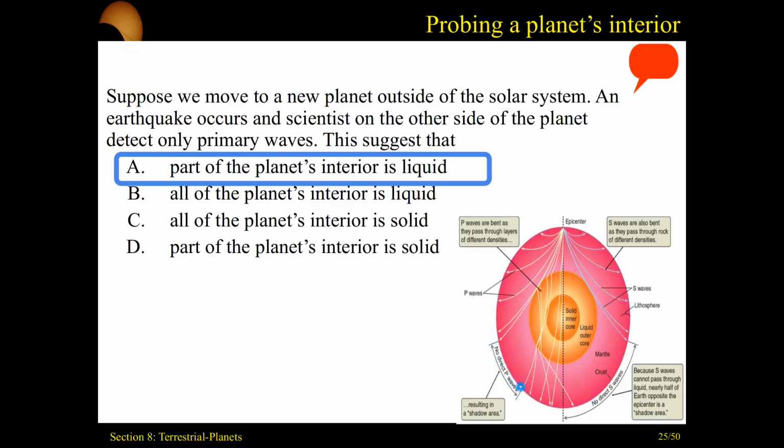You can't definitively rule this out. Your companion is probably somewhere in this region on this planet here, where they're detecting only P waves, and they're in the shadow of the S waves. If they're there, we don't know. We don't have enough information. But it's possible that you're just in the shadow of the S waves due to the presence of this liquid outer core. You don't have enough information to eliminate the possibility of the solid inner core. You need more information or more earthquakes to happen.